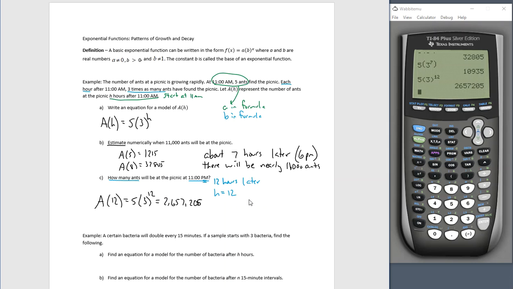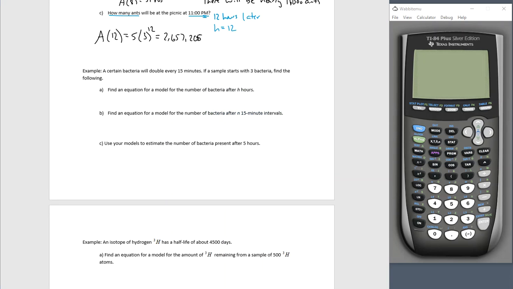love our cookouts. Looking at number 2, let's keep in mind that we're going to be using our exponential functions. And let's read the problem here. A certain bacteria will double every 15 minutes. If a sample starts with 3 bacteria, find the following. All right, we're starting with 3 bacteria, so our A equals 3.